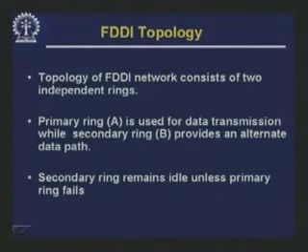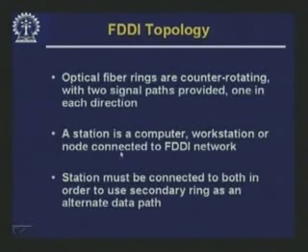So, as mentioned earlier, the topology of an FDDI network consists of two independent rings. Primary ring A is used for data transmission, while secondary ring B provides an alternate data path. This has already been shown, and the secondary ring remains idle unless the primary ring fails. The optical fiber rings are counter rotating, that means one is moving in one direction while the other is moving in the other direction. So, two signal paths are provided, one in each direction.